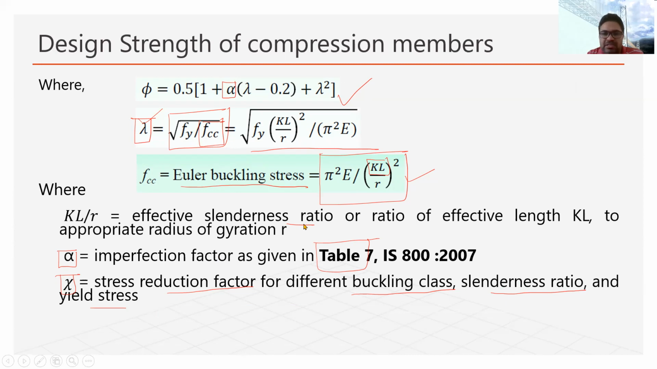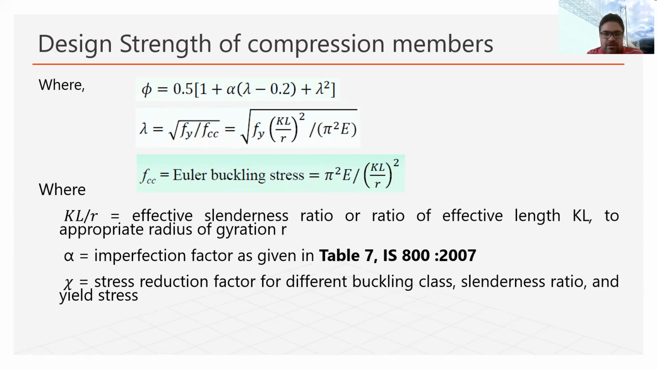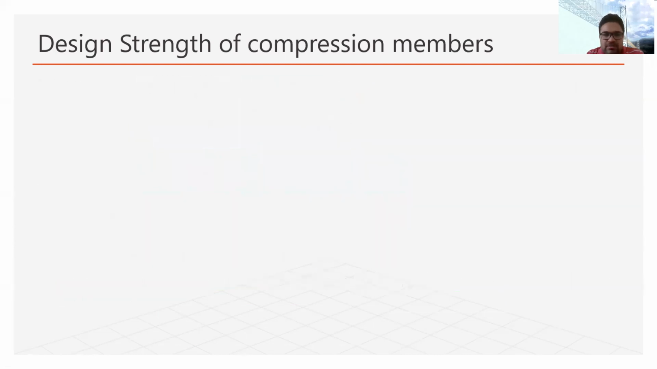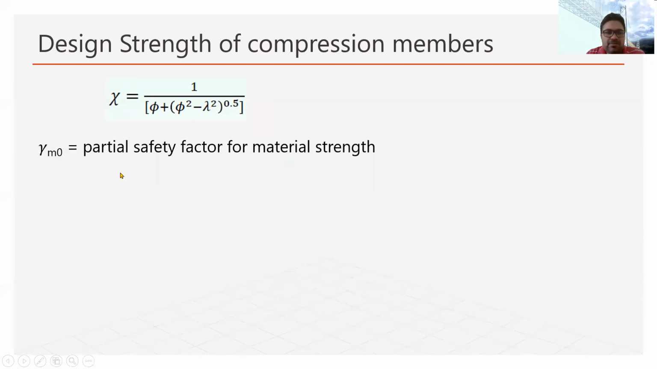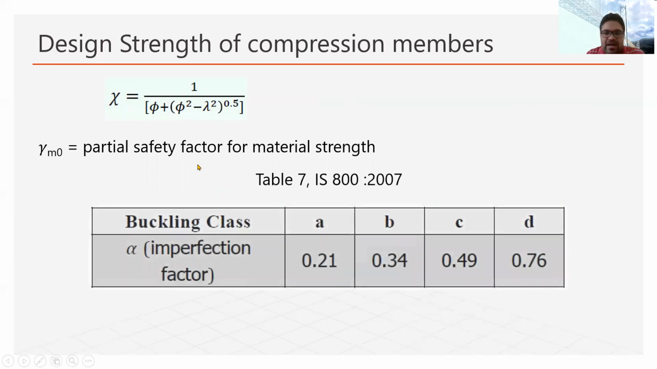When we use these formulas in numericals, it will be more clear to you. Now I'm just introducing the relations used to design the strength of the compression member. The value of chi is given here, and gamma m naught is the partial safety factor, which we already know. As per Table 7, we can find the value of alpha, the imperfection factor, for buckling class A, B, C. All these values are given in the IS code in this table.